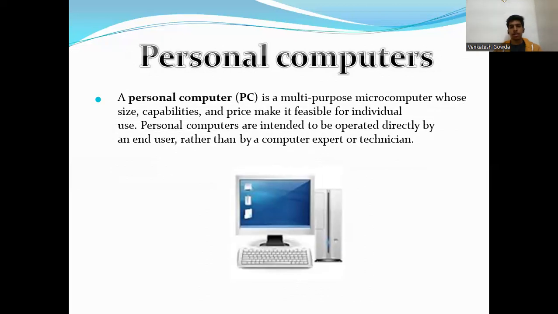Next is the personal computer. A personal computer or a PC is a multi-purpose microcomputer whose size, capabilities, and price make it feasible for individual use. Personal computers are intended to be operated directly by an end user rather than by a computer expert or a technician. So the basic examples of a personal computer include your personal devices, laptop, tablet, etc.